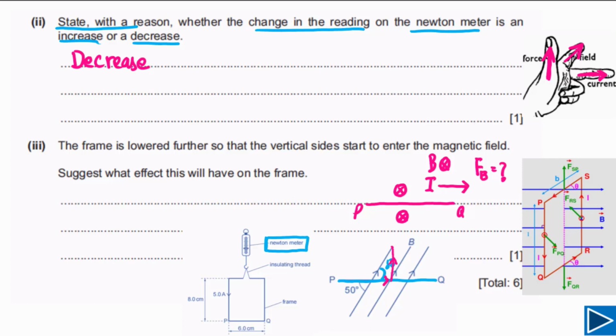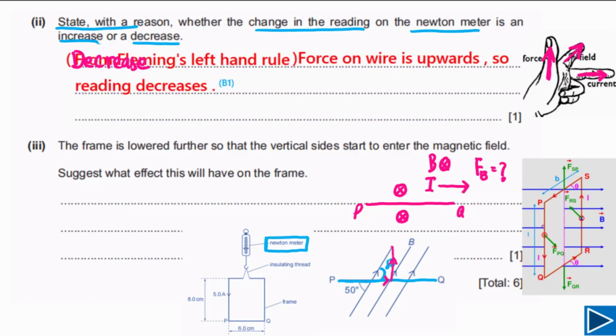Now let me show you the answer. This is how you can write down the answer. If you have written this one, you will get 1 mark. So you have to mention the reading decreases, and you have to say the force on the wire is upwards using Fleming's left-hand rule. So you will get 1 mark for this part.